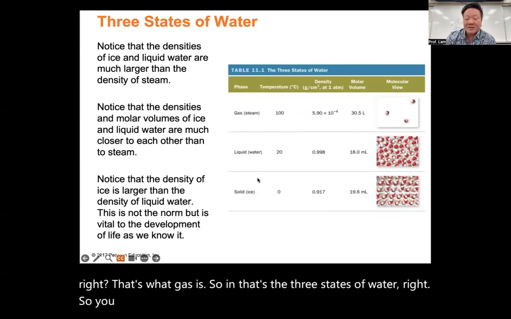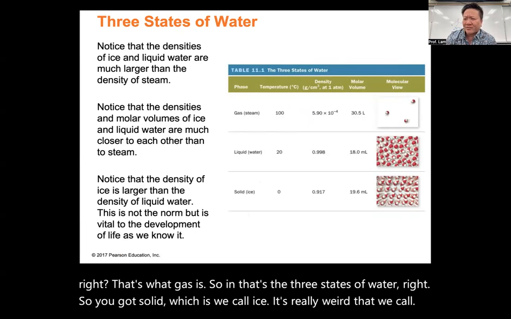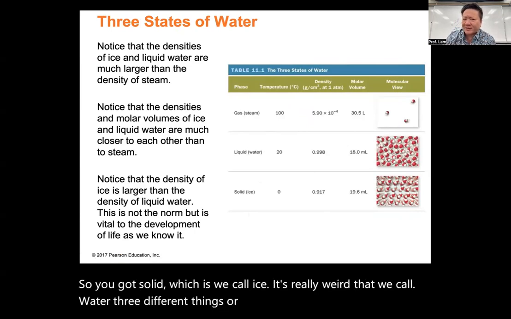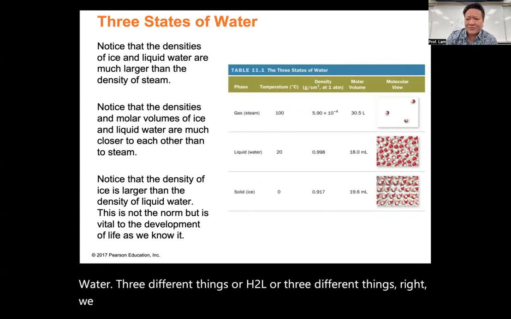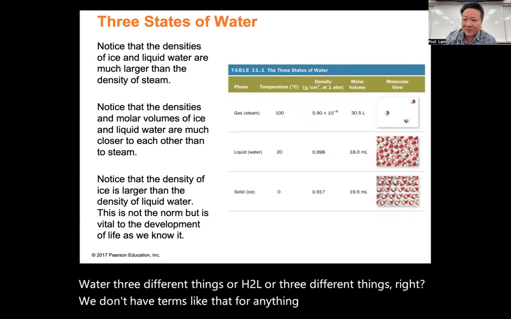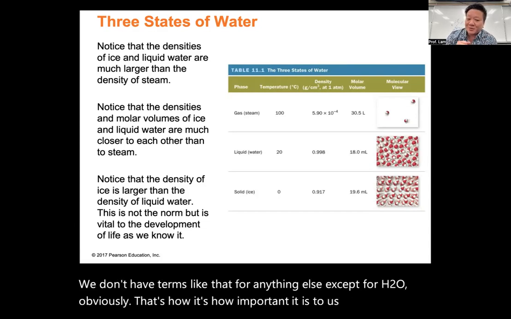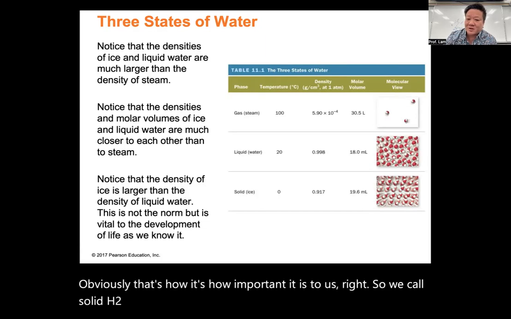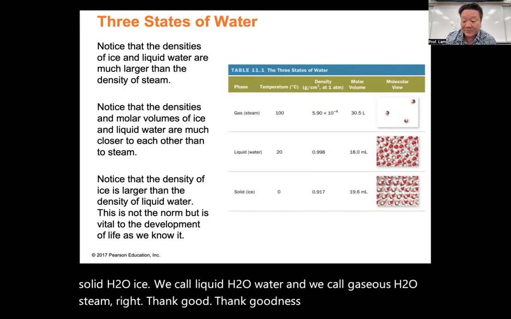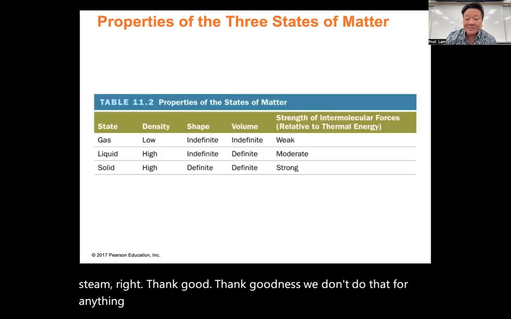So you got solid, which we call ice. It's really weird that we call H2O 3 different things, right? We don't have terms like that for anything else except for H2O. Obviously, that's how important it is to us, right? So we call solid H2O ice. We call liquid H2O water, and we call gaseous H2O steam, right? But thank goodness we don't do that for anything else, because that'd be a problem memorizing all those, right?